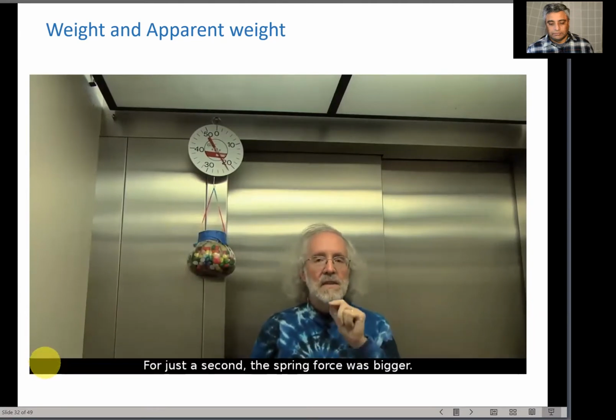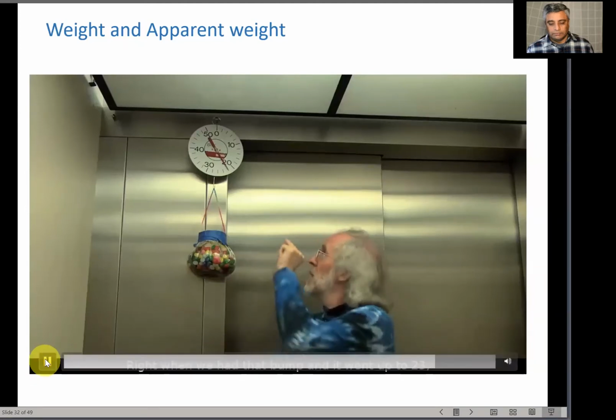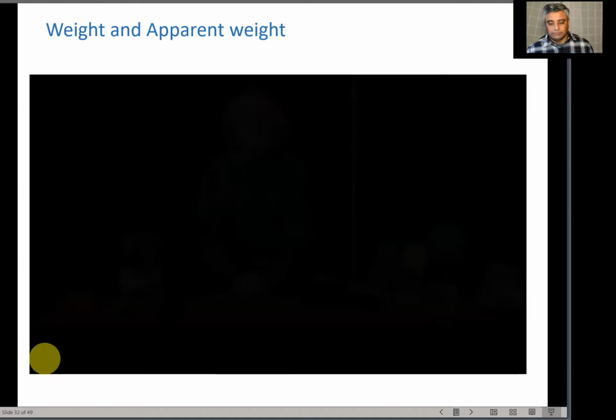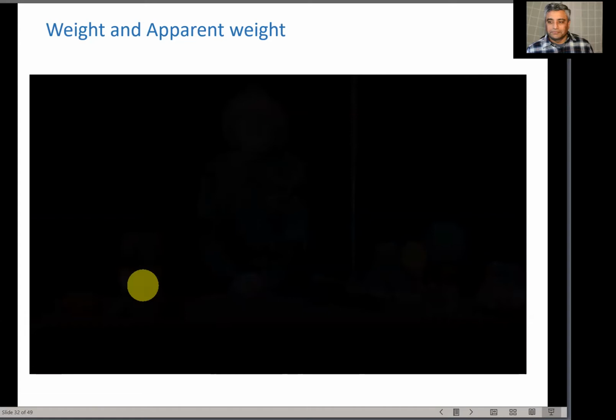Think about the forces that act. Spring force up, weight force down. For just a second, the spring force was bigger, okay? So I'm going to ask you this question. Right when we had that bump, when it went up to 23, was the elevator moving up or moving down? What do you think? You can respond to the chat and compare what other people are thinking.